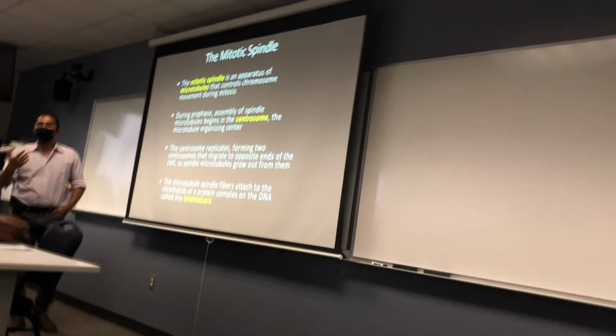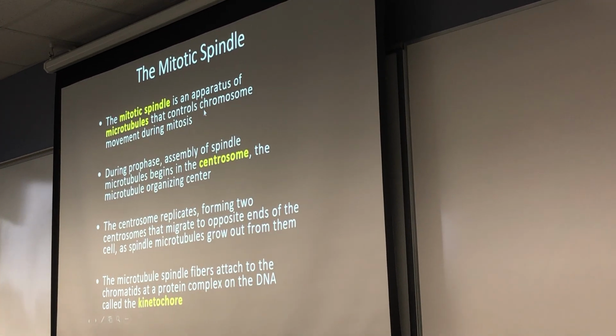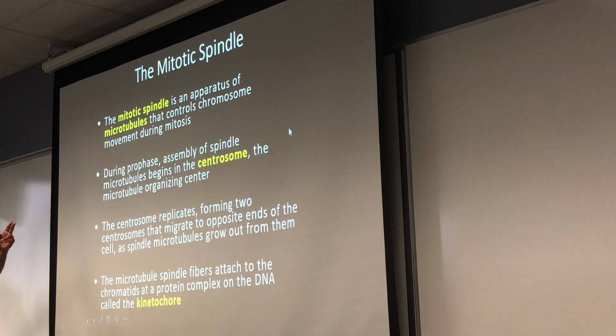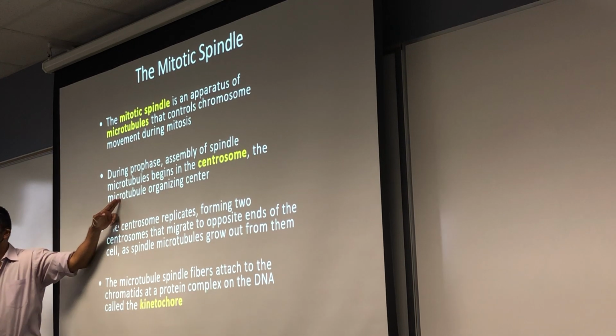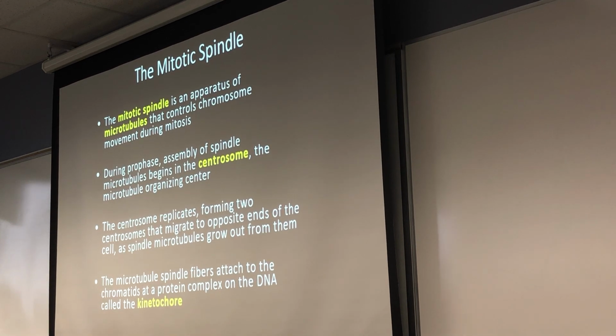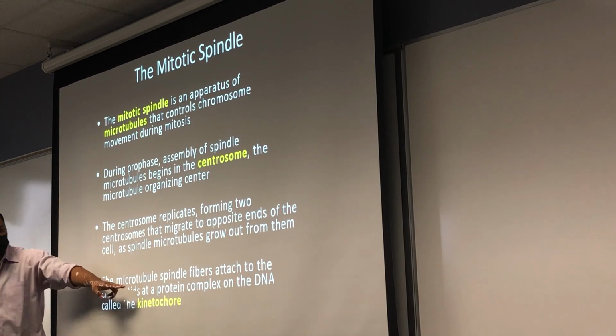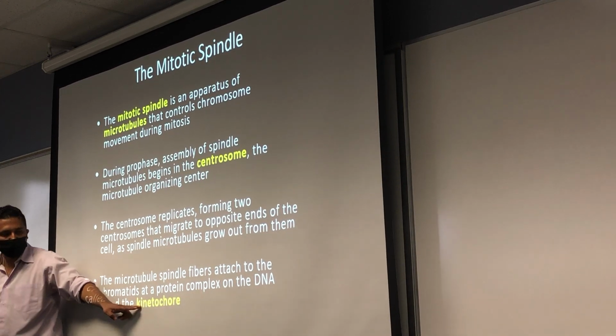Alright, so that's the mitotic spindle, right? Separate microtubules in order to control this movement of the DNA. And during prophase, the assembly of the spindle of microtubules begins in the centrosome. There is a microtubule organizing center. Centrosome, microtubule organizing center. So the centrosome replicates, so it forms two centrosomes, and they migrate to opposite ends. Okay? And then these microtubule spindle fibers are going to attach to the chromatids at this protein complex on the DNA called the kinetochore. Okay?